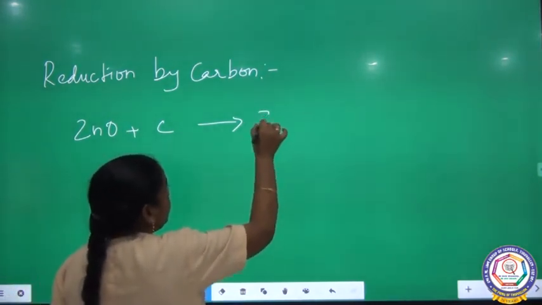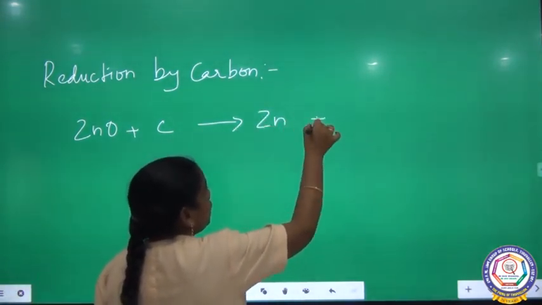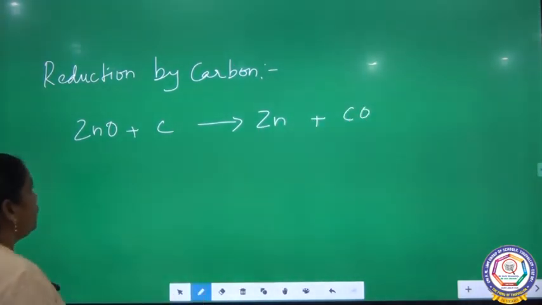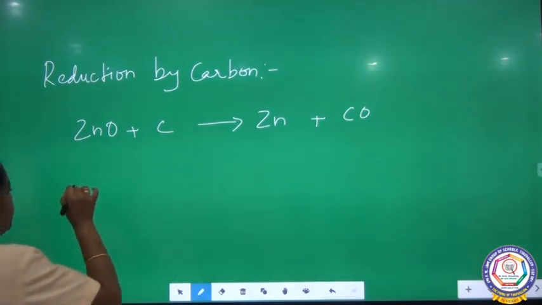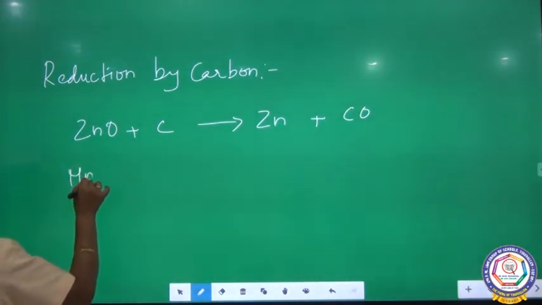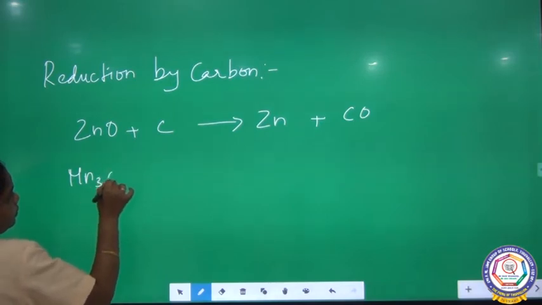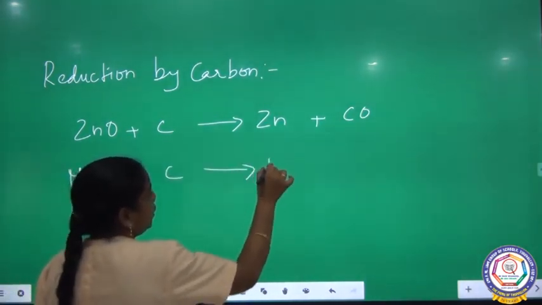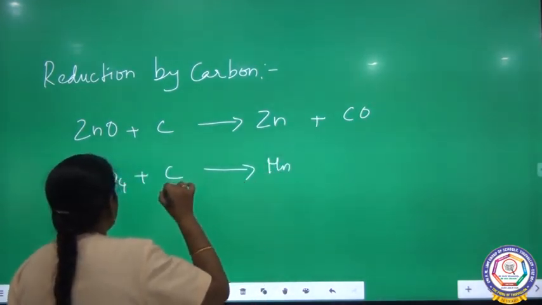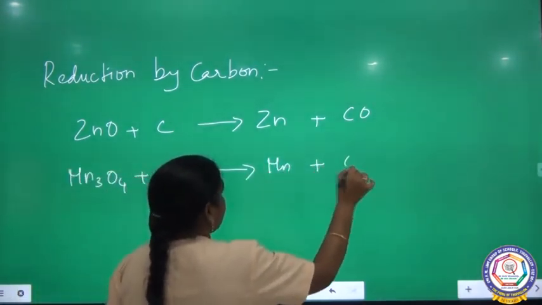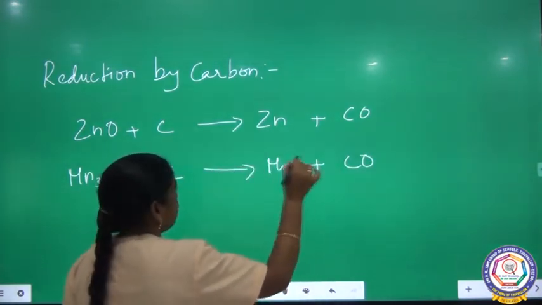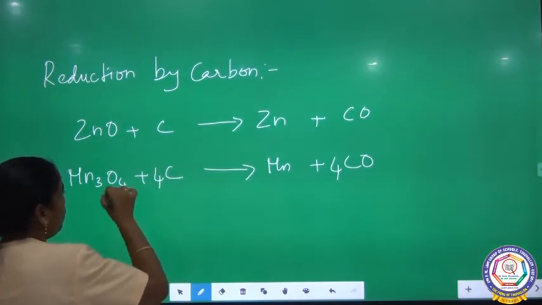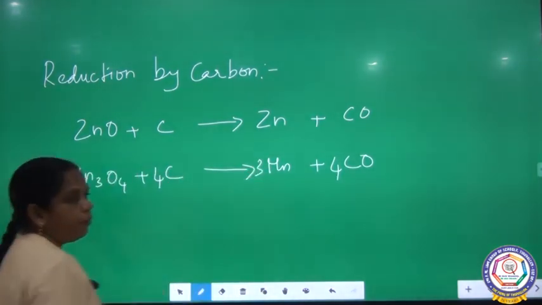So zinc oxide is going to be reduced into zinc and carbon monoxide. The equation is balanced. And next, manganese oxide. Manganese oxide can be reduced into manganese plus carbon monoxide. Here 4 oxygen, so 4 carbon and 3 manganese.